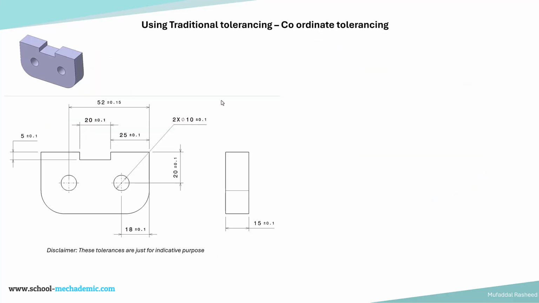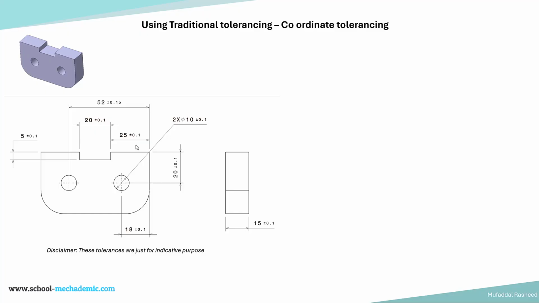Now let's say you want to make a manufacturing drawing of this component using the traditional tolerancing method, which is coordinate tolerancing, which is plus minus tolerancing. If we make a drawing based on that for manufacturing, it would look something like this. Of course, there can be different ways of creating the same drawing. This is one way of creating a drawing for manufacturing, which is capturing the major controls which we had spoken about earlier.